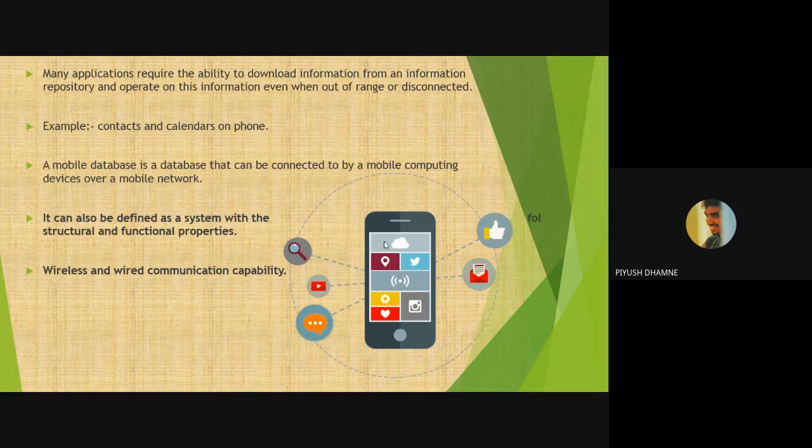Many applications require the ability to download information from an information repository and operate on this information even when out of range or disconnected. Example, contacts and calendars on phone. A mobile database is a database that can be connected to by a mobile computing device over a mobile network. It can also be defined as a system with the structural and functional properties, wireless and wired communication capability.